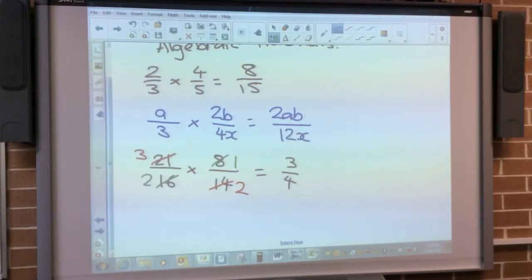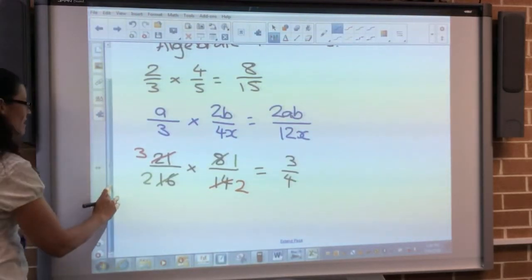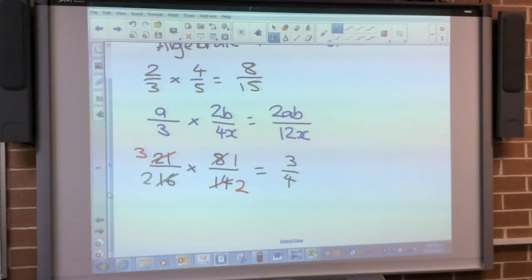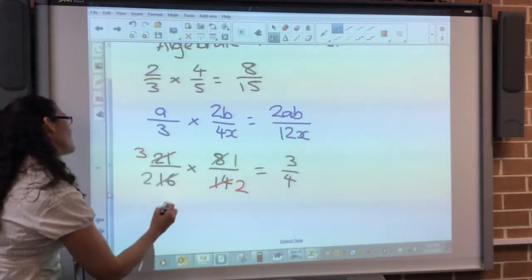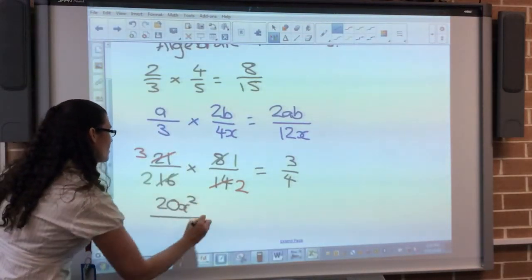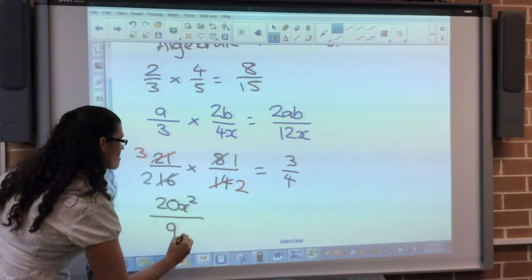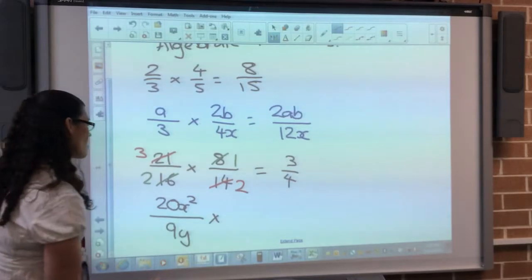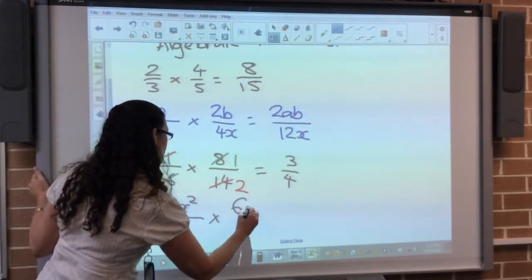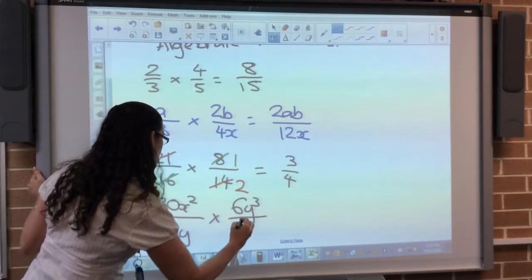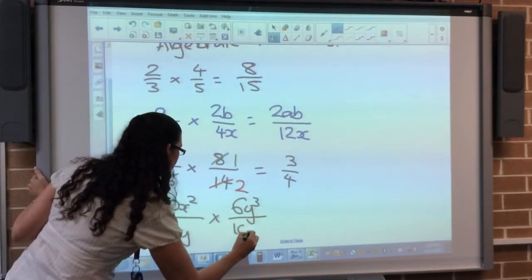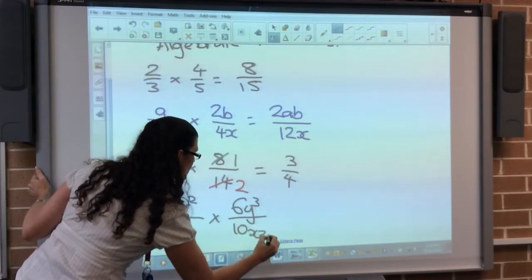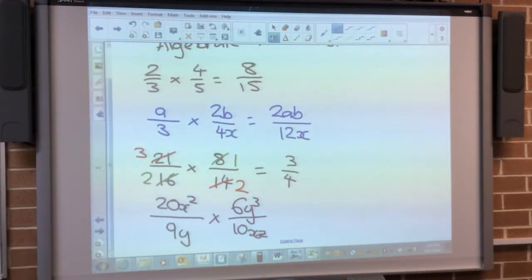The same thing happens with algebra. So I am going to try and look for things that cancel before I do the question. So for example, if I had 20x squared over 9y times 6y cubed over 10xz. Okay, that looks pretty disgusting. What can we cancel? Anyone see anything that can cancel?